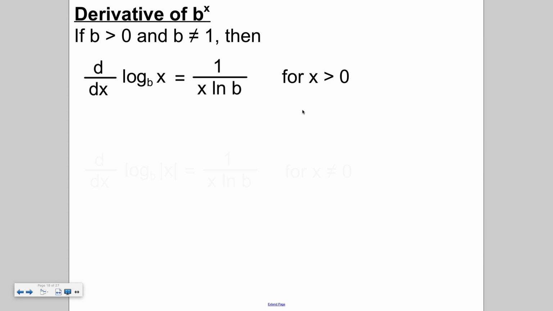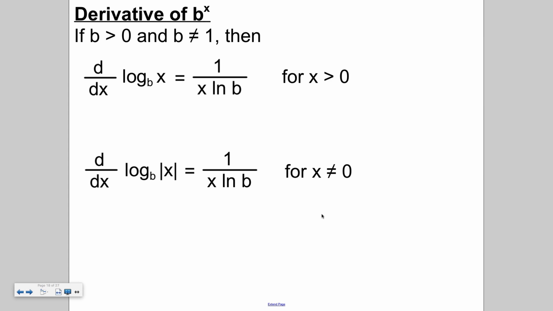We have the same restrictions on our log function as we do on our natural log function, which also means we're going to have two derivative rules. So when we have the derivative of log base b of the absolute value of x, we still have 1 over x times ln of b. But again, this is true for all x that don't equal 0.